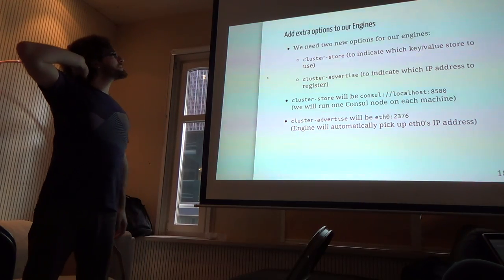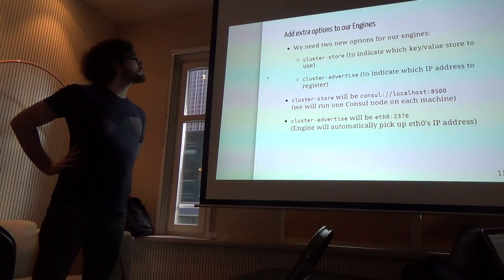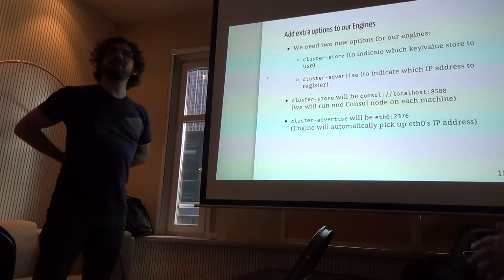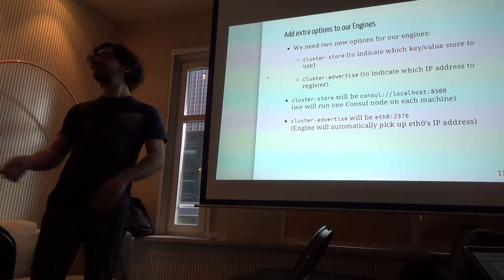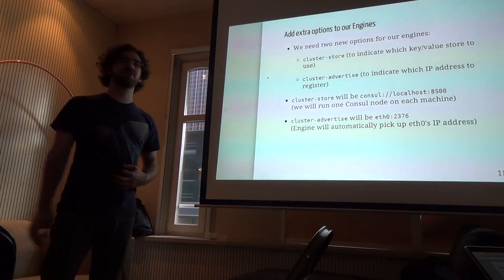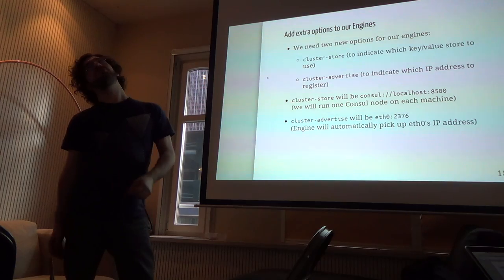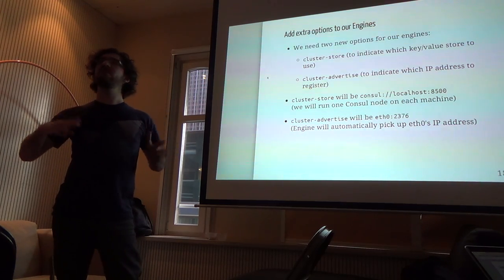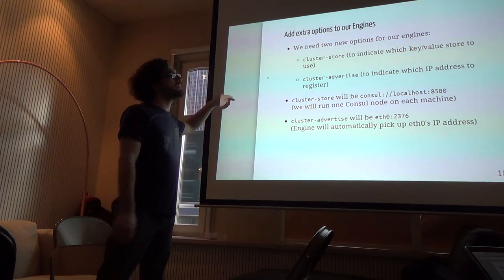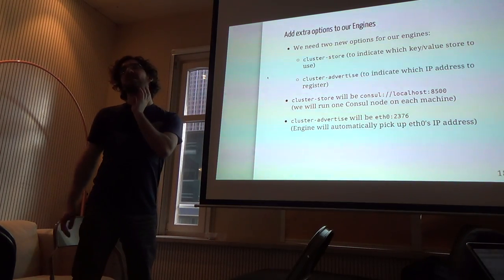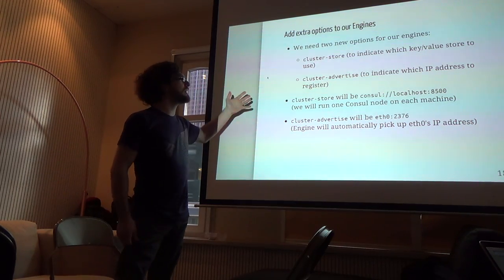So we need to provide two options to the Docker engine, cluster-store and cluster-advertise. Cluster-store indicates which key-value store we want to use. That could be consul://something or zookeeper://something, et cetera. And cluster-advertise, that's because the goal is to have, in the key-value store, a mapping that says this container is on this host. But when we say this host, we really mean what's the IP address of the host? How can I contact this host?